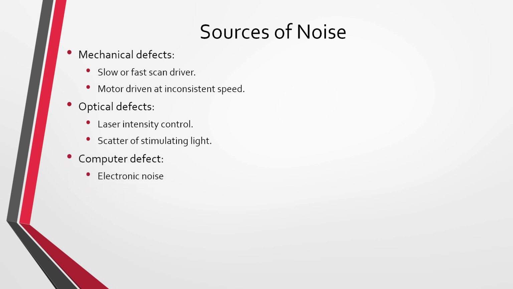Computer defects can include electronic noise from the ADC, through the wires, and inside the computer itself. There could be electronic noises that get added to the signal, inadequate sampling, and inadequate quantization where there's a low signal, so it doesn't get enough data in those areas.